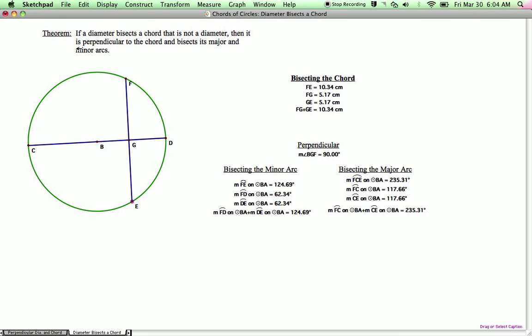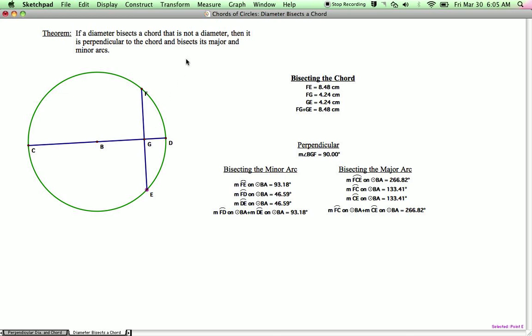Next theorem, if a diameter bisects a chord that is not a diameter, then it is perpendicular to the chord and bisects its major and minor arcs. Alright, so here we have a diameter CD that is bisecting the chord FE. How do we know it's bisecting the chord? Well, FG and GE are congruent to each other. So G must be the bisector.